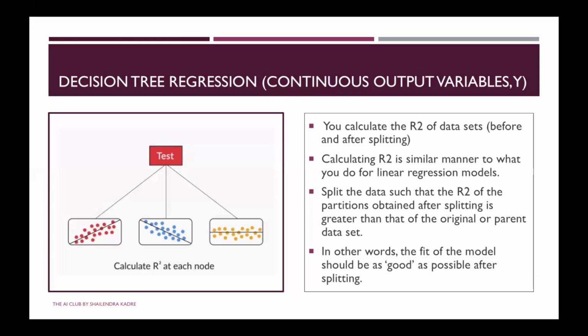And if the R2 of the child nodes is better than the parent node, then that feature we have to consider for splitting. In other words, the fit of the model should be as good as possible after splitting. If you think from a physical significance point of view, you will also understand that after splitting, there has to be a better correlation within the data set. That is what we want, and that is how we will select the features for splitting.